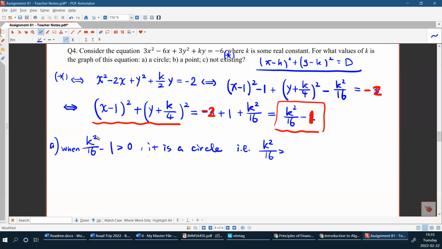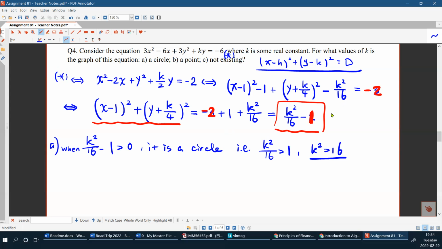Okay, so when k²/16 - 1 is greater than 0, it is a circle. That means k²/16 needs to be greater than 1. That means k² needs to be greater than 16, right? So can you solve this inequality? If k² is 16, what is k? Can you think of that? It's 4. Less than 4.